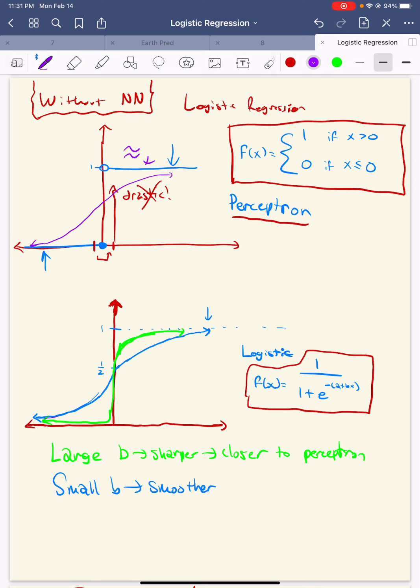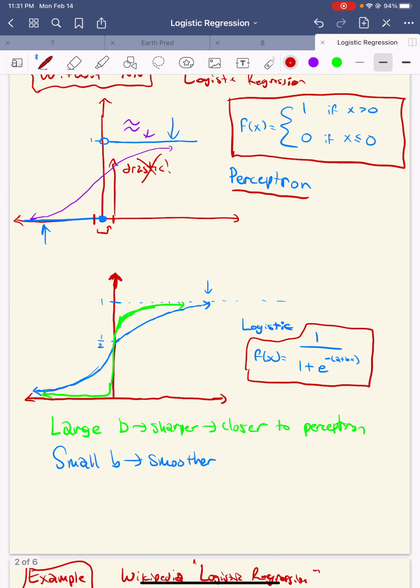And we can play with the parameters of this. This A and B basically tell us an intercept and a slope. And, well, not an intercept, but where it's equal to 1/2. Or if it's equal to 1/2. It's not always equal to 1/2 at that center there. But if we make the B sharper, this value B bigger, it's going to be sharper and closer to a perceptron. If the value of B is small, it's going to be smoother.